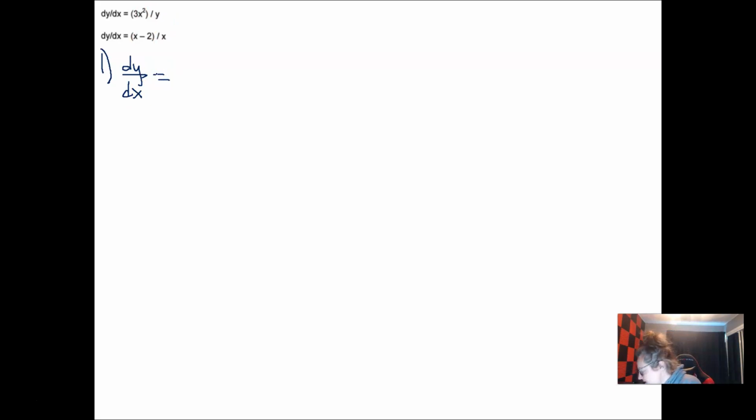So dy dx equals 3x squared over y. So we're going to follow the steps. The first step was to write it as dy dx, and since it's already there, that one's good. Our next step is to get the x's all on one side, so the x's and dx's together on one side, and the y's and dy's together on the other side. Bring that down a little bit.